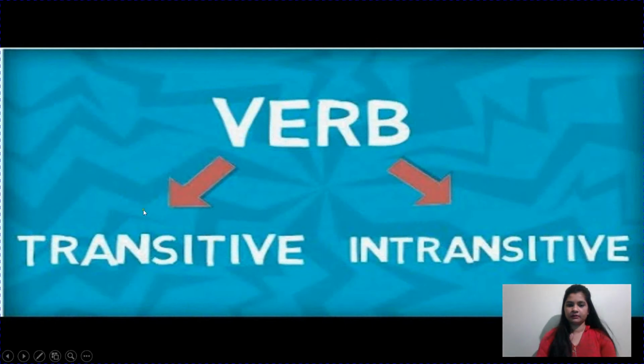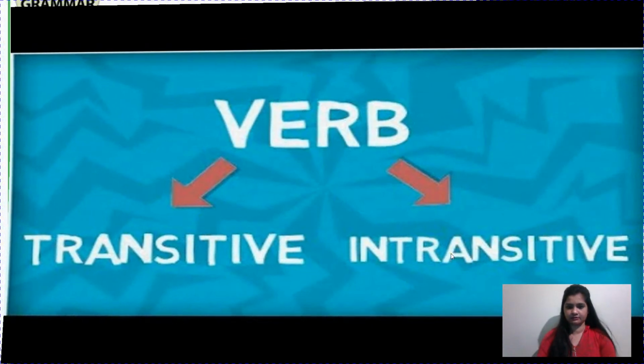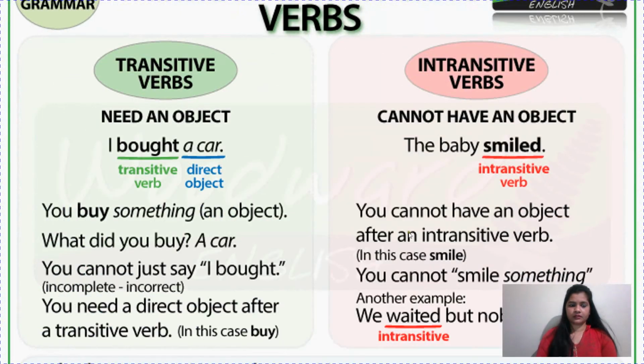So children, verb is divided into two parts, that is transitive and intransitive. So let us learn what are transitive and intransitive verbs, children. Please, you need to concentrate while learning this, because you might get confused while solving the problems. See, a transitive verb needs an object.